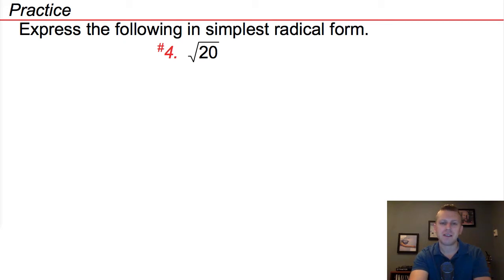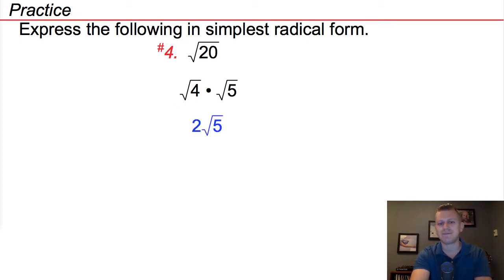Step 1 is to find the largest perfect square that goes into radical 20. The largest perfect square to go into radical 20 is 4. Then I have to think 4 times what number? Well, it's 4 times 5. Now the perfect square should always be written in front. I'm going to simplify the square root of 4, which is just 2.